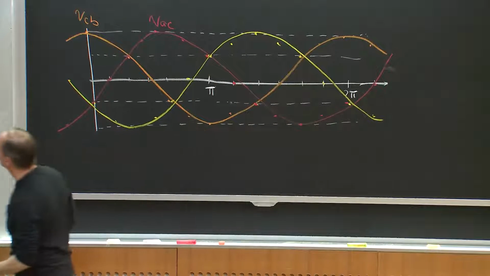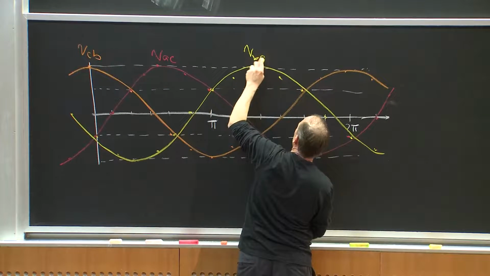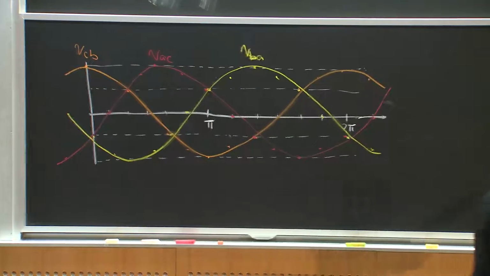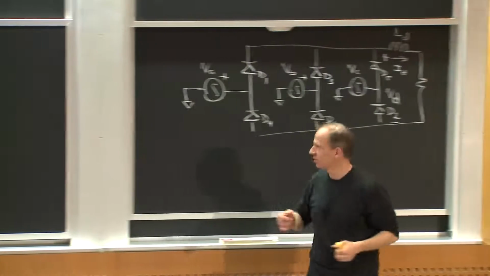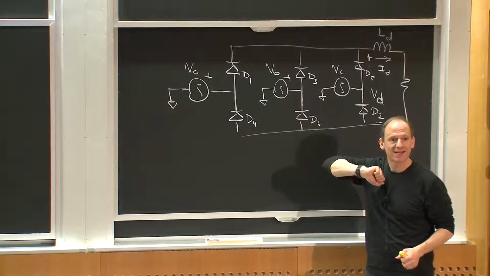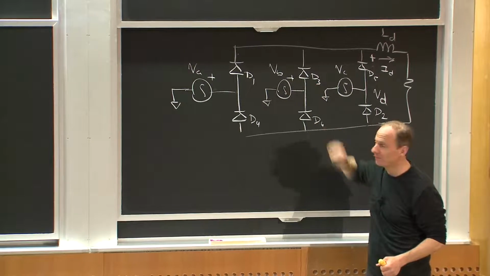Okay, and we said that was VBA. Now, what is this rectifier going to do? I said it was going to pick off the maximum of the line-to-line voltages and the maximum of the negatives of the line-to-line voltages, right?